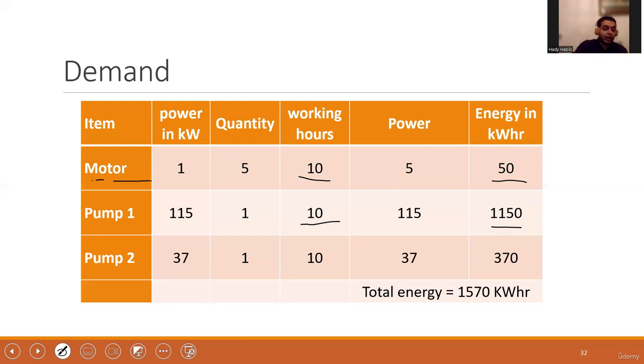Since we are going to have this with the battery, we multiplied the working time of it. It will work only 5 hours, but we assumed here 10 in order to save our batteries, and we assume that we need energy of 370 kilowatt hour for pump number 2, which will lift the water from the ground to the pivot that is going to irrigate. So we need total energy of 1570 kilowatt hour.